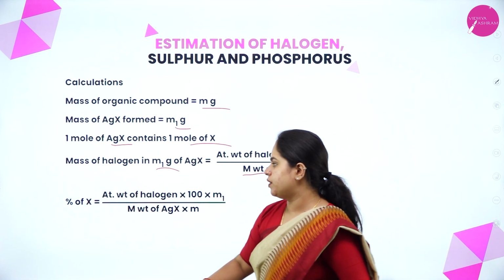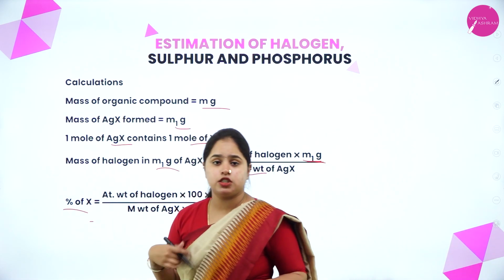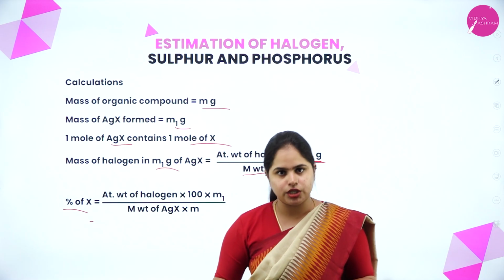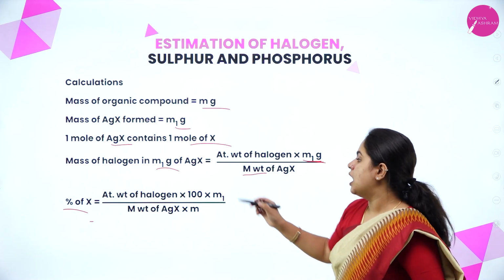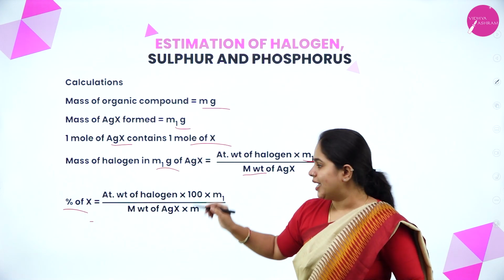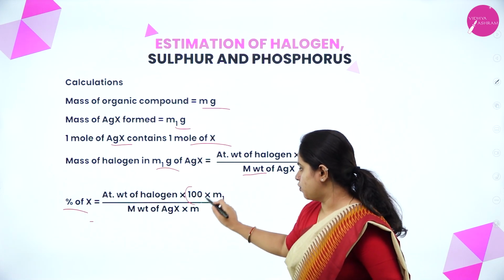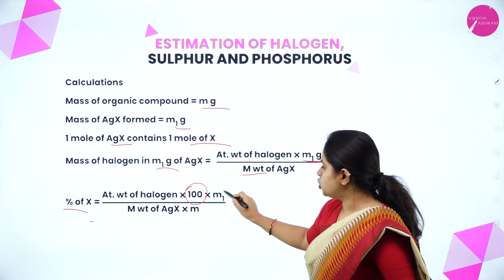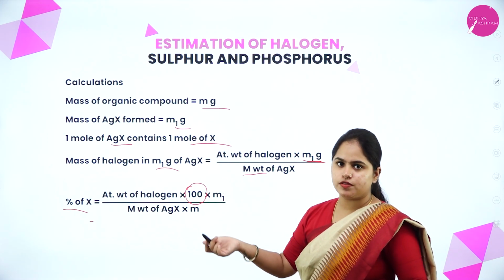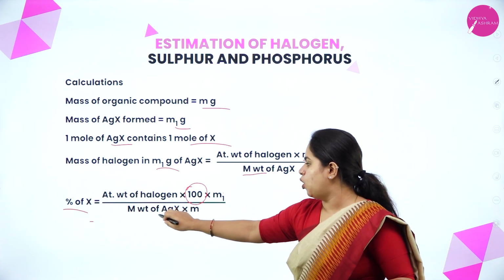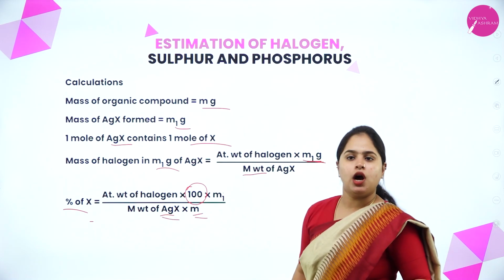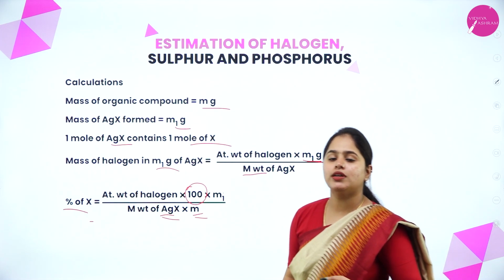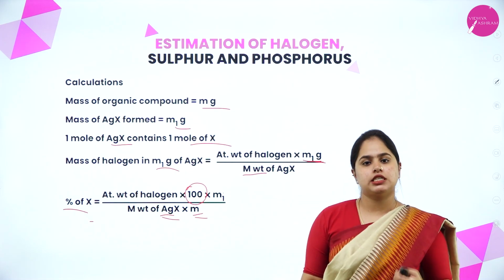So finally, how do we calculate the percentage of X? Percentage of X means percentage of halogen. In the organic compound, it is atomic weight of halogen into 100, this 100 is for the percentage, into m1, where m1 is the mass of silver halide formed, divided by molecular weight of silver halide into the mass of the organic compound. So this is the equation with which we can find the percentage of halogen.